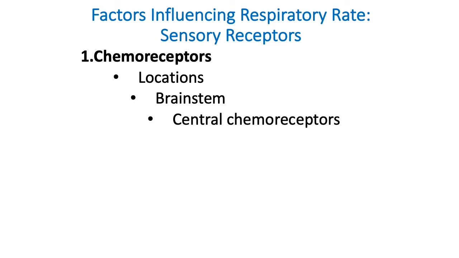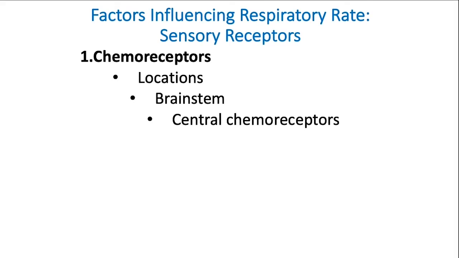They will be monitoring hydrogen ion concentrations in the brain fluid, and these hydrogen ions come directly from carbon dioxide. As carbon dioxide levels increase in the blood, the carbon dioxide will diffuse into the brain. Once in the brain, that carbon dioxide will react with water to produce hydrogen ions and bicarbonate ions. So actually, an increase in carbon dioxide will lead to an increase in hydrogen ions. However, it's the hydrogen ions that will stimulate the central chemoreceptors, not the carbon dioxide.